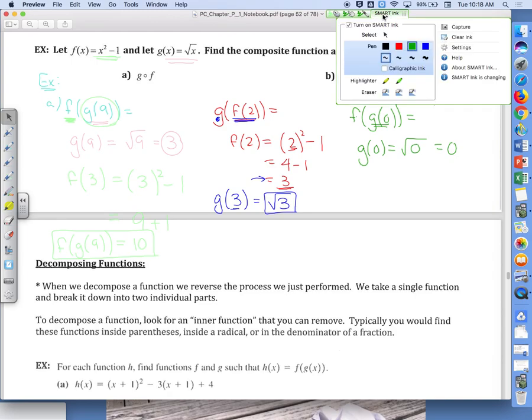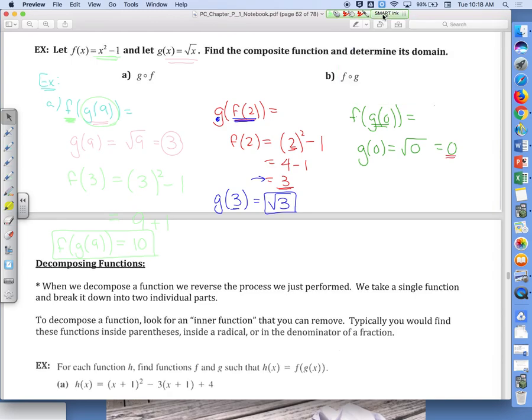We'll take that outcome, and we're going to plug it into this outside function. So f of, this comes out, we replace it with what it's equal to. And we go to that function f, and everywhere you see x, you take it out, and you're going to plug in 0. We get negative 1. So f of g of 0 equals that negative 1.